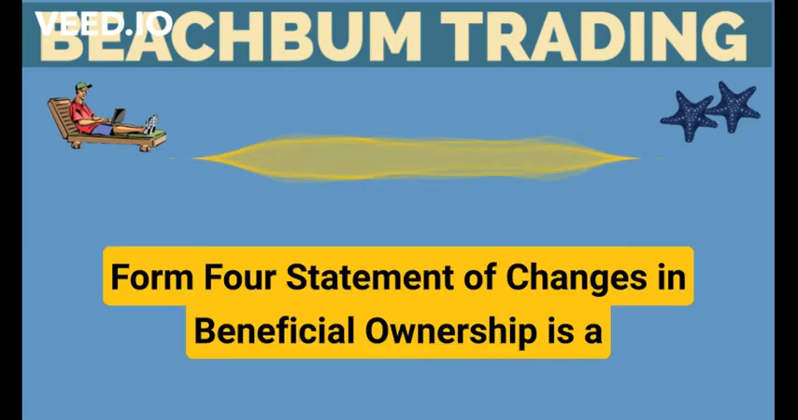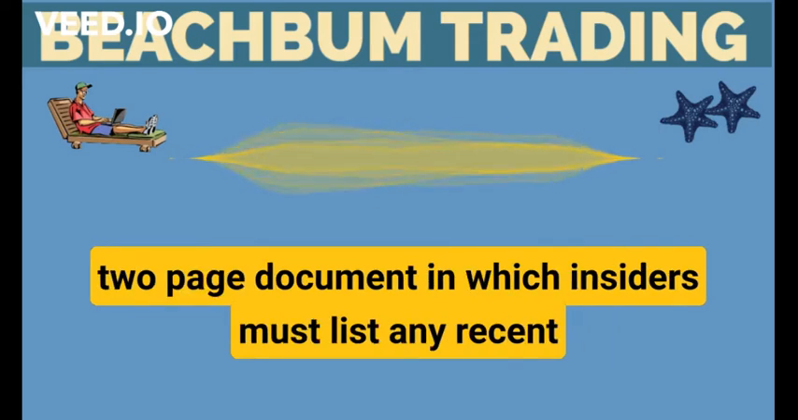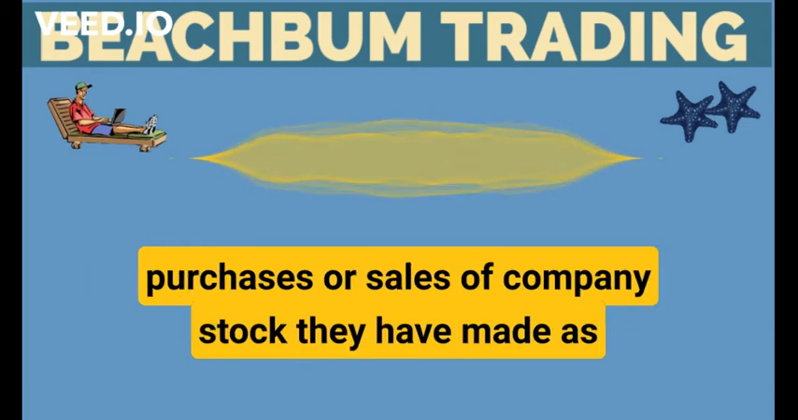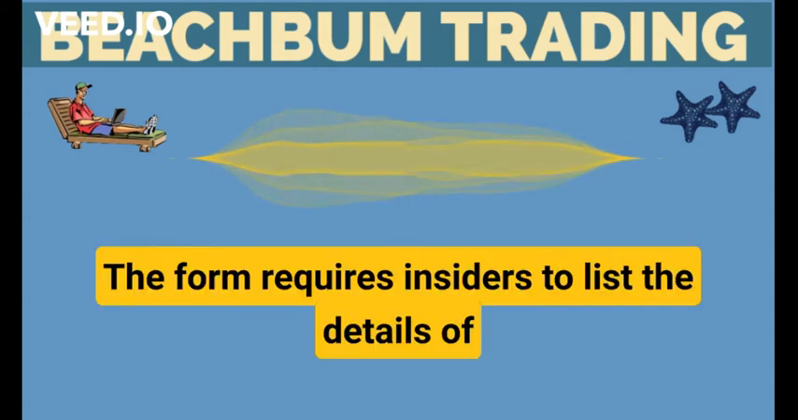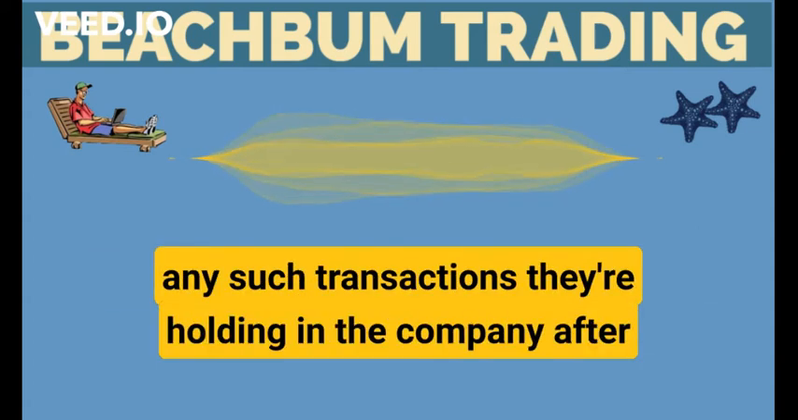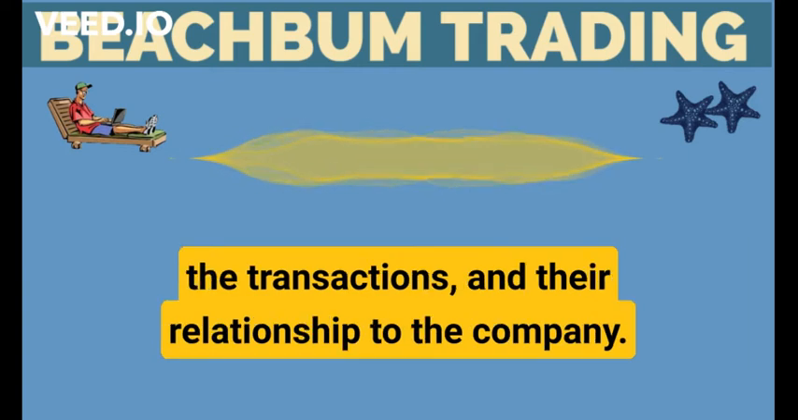What is SEC Form 4? Form 4, Statement of Changes in Beneficial Ownership, is a two-page document in which insiders must list any recent purchases or sales of company stock they have made, as well as the exercise of any company options. The form requires insiders to list the details of any such transactions, their holding in the company after the transactions, and their relationship to the company.